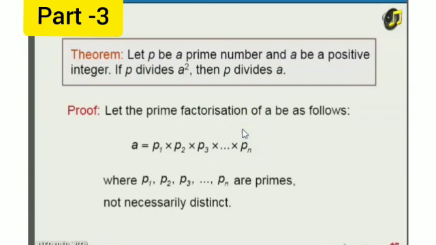Proof: let the prime factorization of a be as follows: a equals p1 multiply p2 multiply p3 multiply up to pn. What is this in the equation? It means there are many numbers up to n terms. So we use pn, where p1, p2, p3, pn are primes. These are not necessarily distinct.